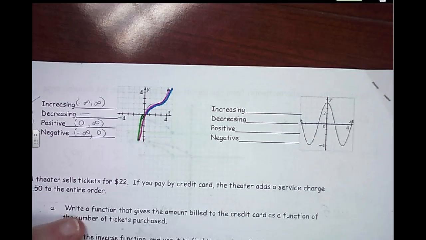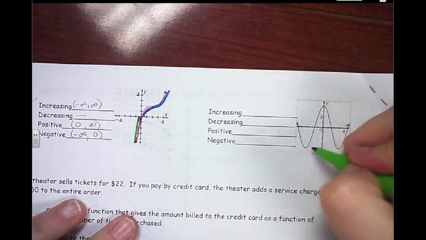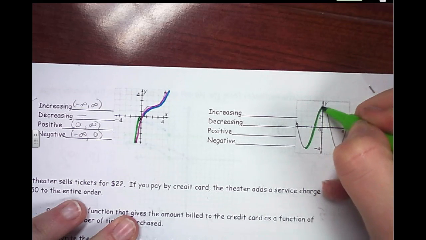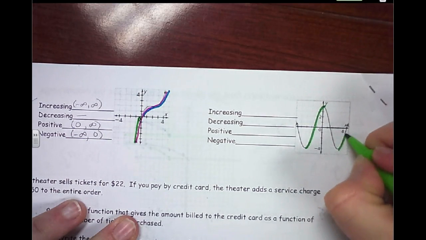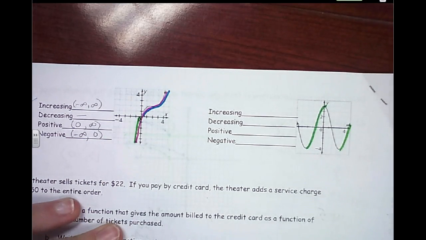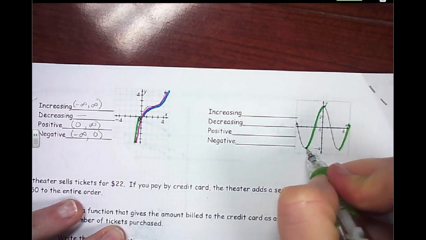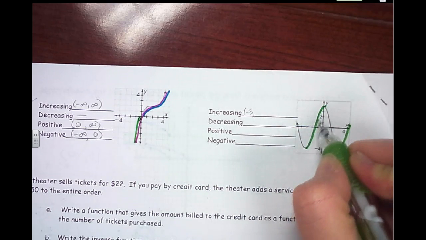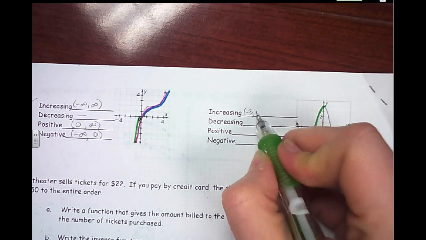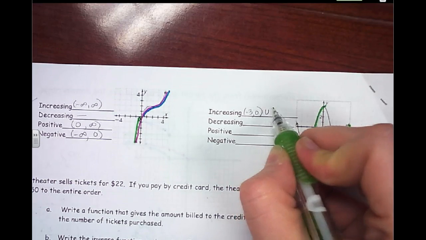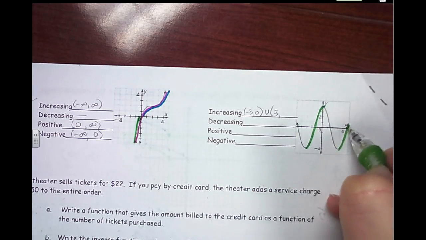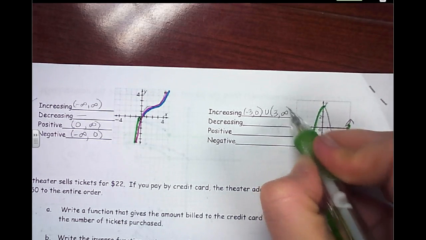Okay, the second one. So where is it increasing? Okay, it's increasing here. It's going uphill right here. And it's also increasing here. So the first one, right here, remember you're looking at the x value. So that x value is -3. And it stops increasing at 0. So -3 to 0. And then this one starts at +3, and it's going to go on forever, so infinity.